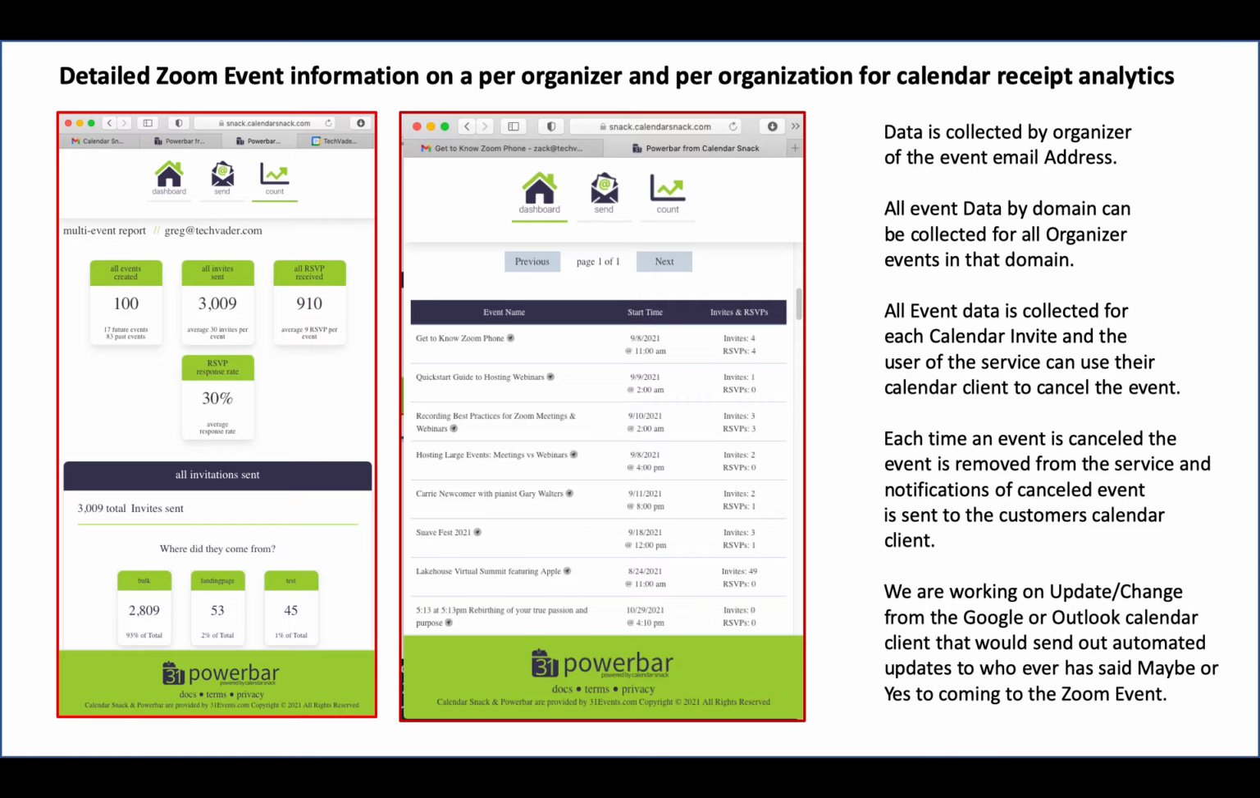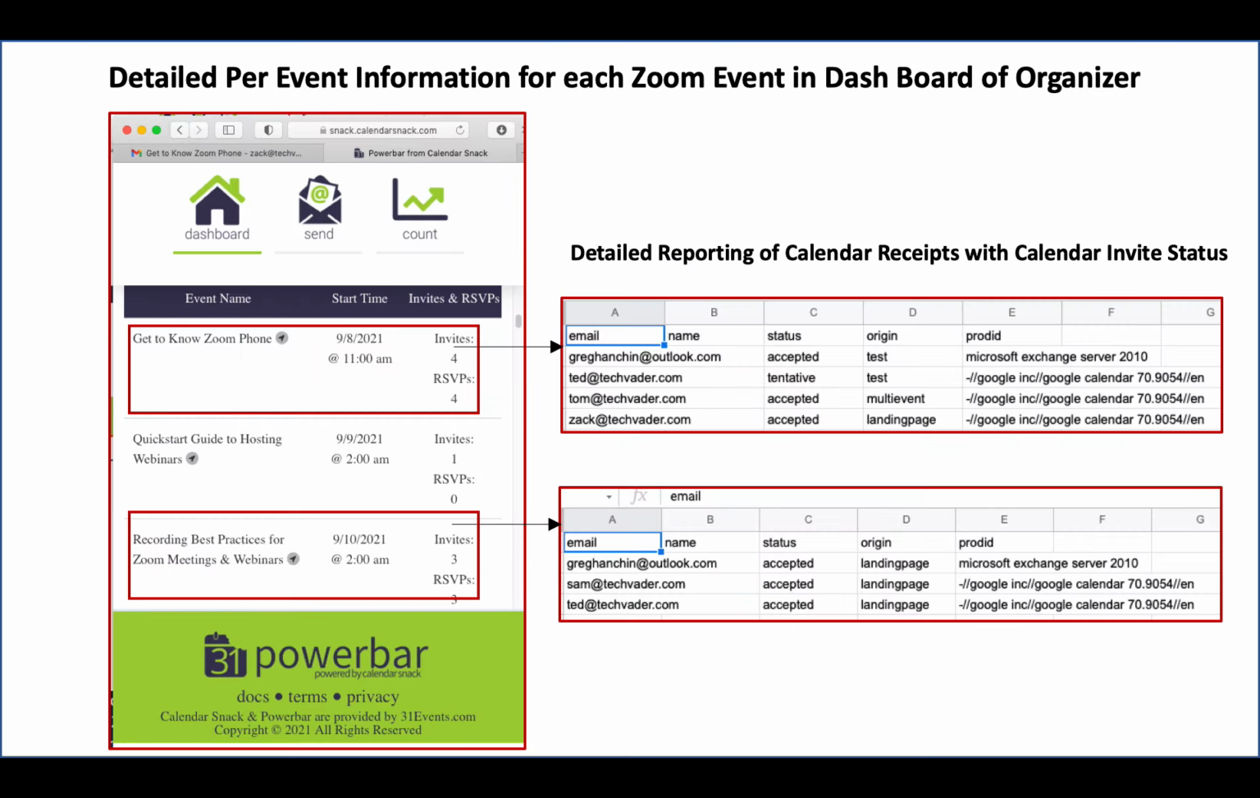All that data is collected in your dashboard. Every calendar snack has the ability to get to the dashboard via the email and or the organizer event. It's really cool. We encourage you to give it a try. And then in particular, the detailed event information is in the dashboard of the organizer, as I spoke about at a detailed level.